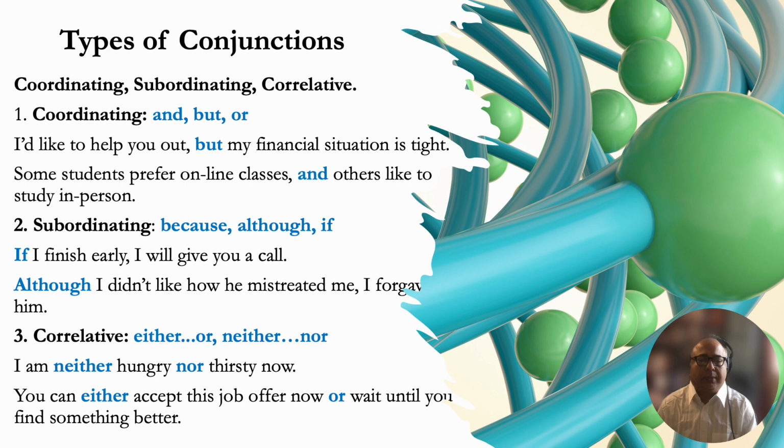Consider the 2 examples. But in this case, connects: I'd like to help you out, but my financial situation is tight. So there's a contrast between the 2. Subordinating conjunctions are because, although, if: if I finish early, I'll give you a call. Okay? Correlative conjunctions are either, or, neither, and nor. I'm neither hungry nor thirsty now. All right? So now we're going to go over each one of them in detail.